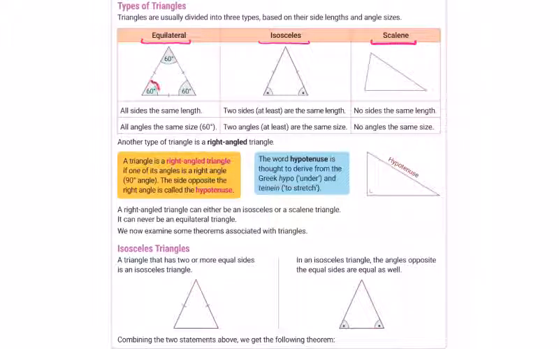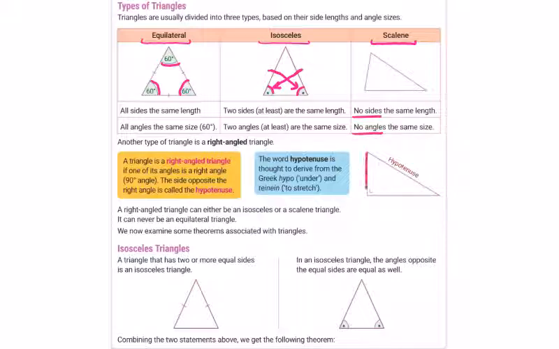Equilateral: all sides, all angles are the same. Isosceles: two sides are the same and the angles opposite them. You can see this side here is opposite this angle and this side is opposite this angle. It's always the sides and the opposite angles. And scalene, nothing is the same. No sides, no angles, nothing's the same.